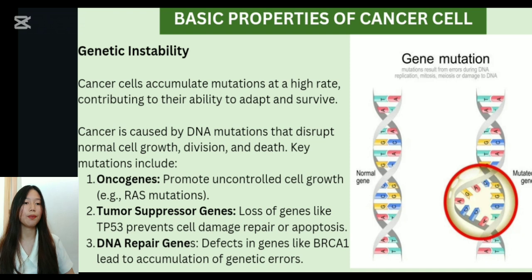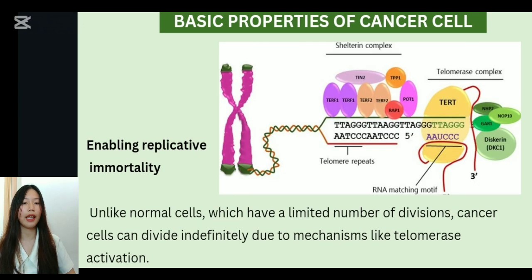So the another properties is enabling replicative immortality. So meaning the cancer cell is keep divide forever. Unlike the normal cells that can stop dividing after a certain number of divisions. So this happens because of cancer cells is much more activated yung telomerase, which is isa siyang enzyme na pine-prevent yung shortening of chromosomes, known as telomeres, during cell divisions.